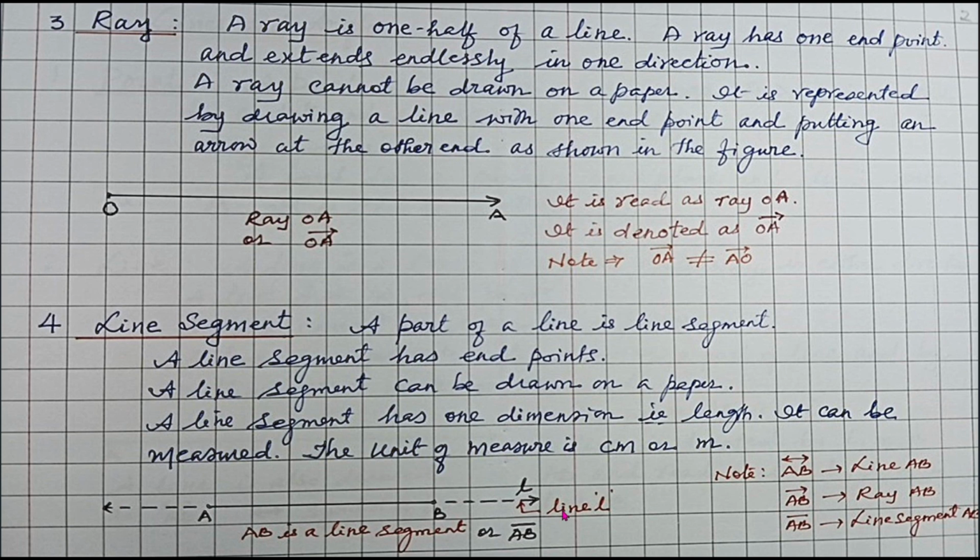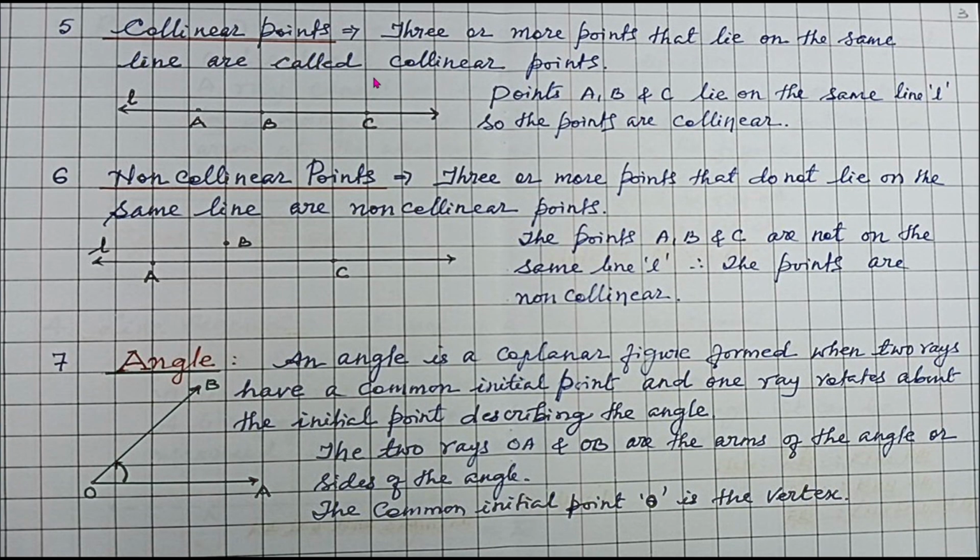For example, we have a line L here, and AB is a part of a line and AB is the line segment. And the line segment is denoted by writing AB with a small line segment over it. Now here AB with the double-ended arrow, this is what you call line AB, this is ray AB, and this is line segment AB. Remember that.